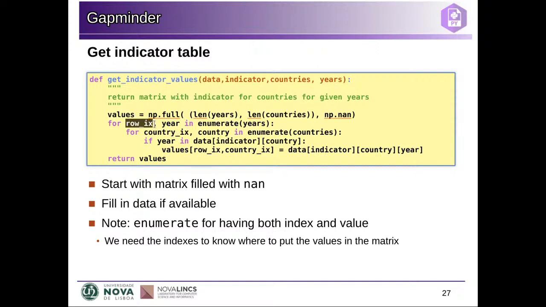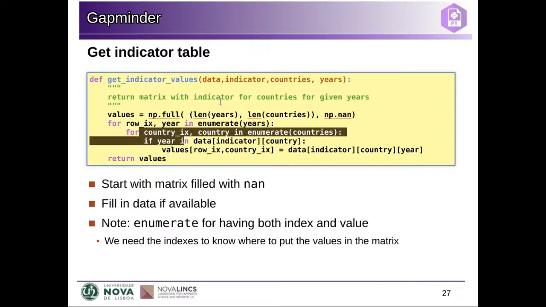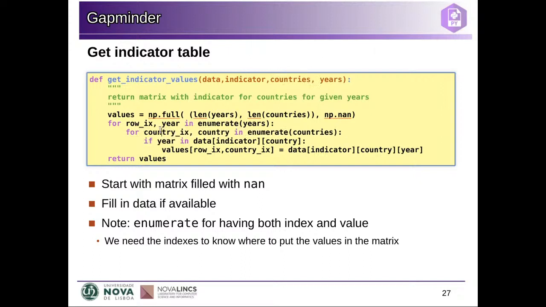That is, this index will tell us which row of the matrix we are in, and the year will tell us what year that row corresponds to. And this comes from the list of years we provide here. And now for each country in the list of countries, we also need the position of the country, because this will determine the column in our matrix. And we're going to go through all the countries.